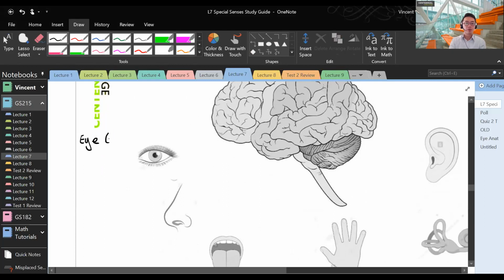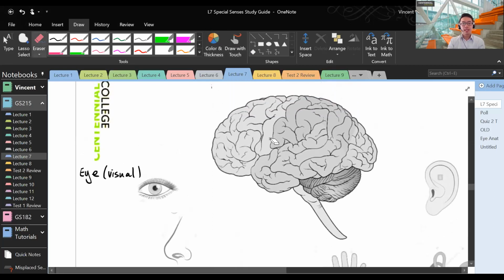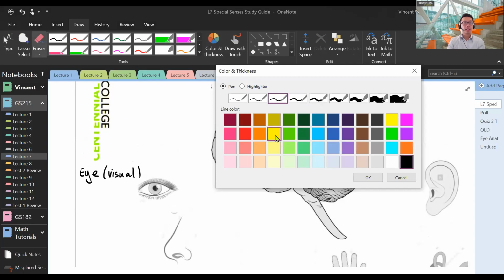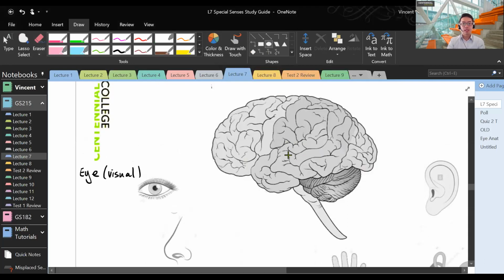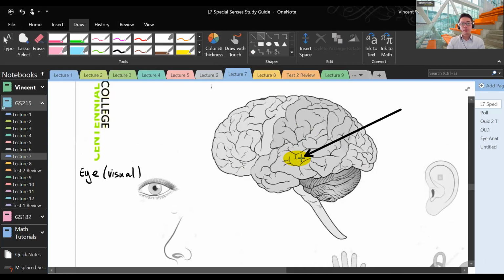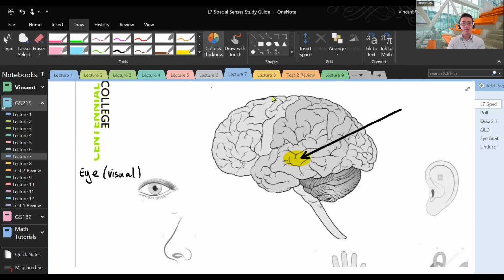Eye is, of course, for visual information. Now you cannot really see here because this is the surface of the brain, but we all know that on the inside of the brain, you're going to have the thalamus. I'll say it's around here. So there's your thalamus. We're going to put a label to it. So that is the thalamus, on the inside.